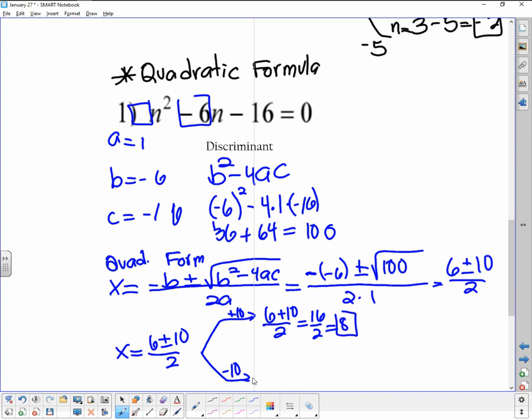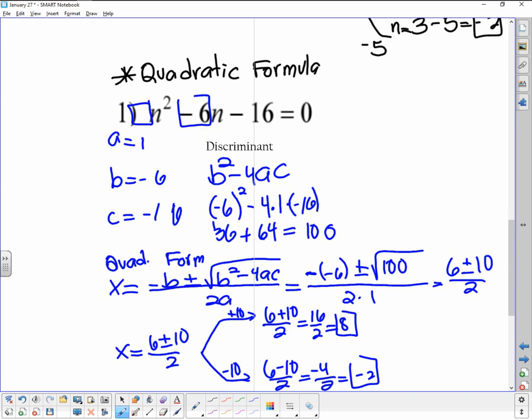Now, what is the answer when the 10 is negative? We have 6 minus 10 divided by 2. 6 minus 10 will give you -4 divided by 2, and -4 divided by 2 will give you -2. In agreement with the other formulas.